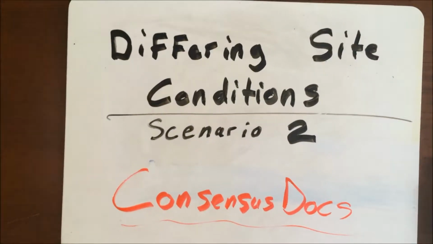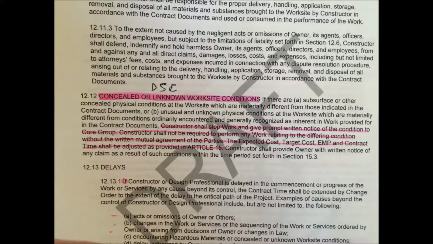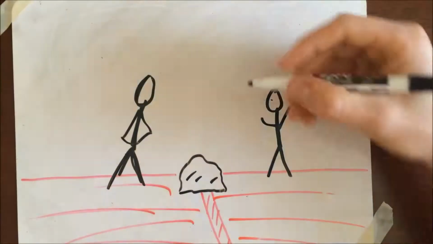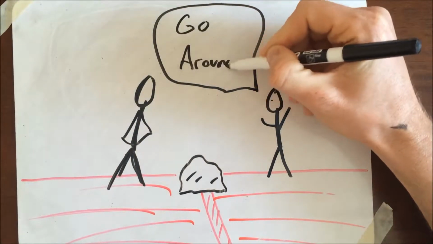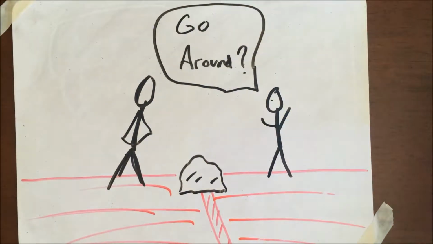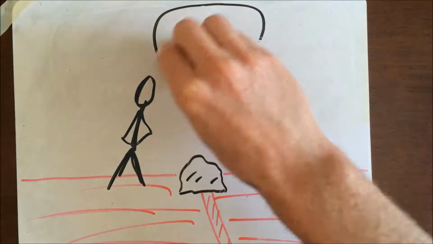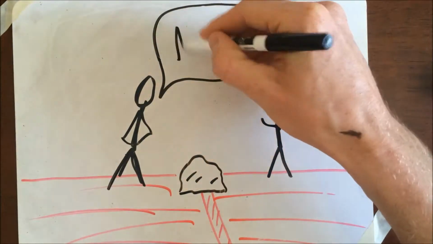ConsensusDocs does not require a contractor to wait for a change order to proceed with an unknown worksite condition, although they can if they choose to. But the risk pool incentives probably make them want to solve this problem as quickly as possible. Confronted with the same problem as before, they may still choose not to go around it, depending on what underground work is happening in that same area later on.